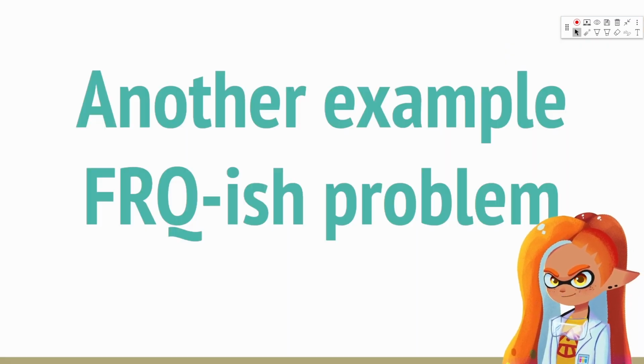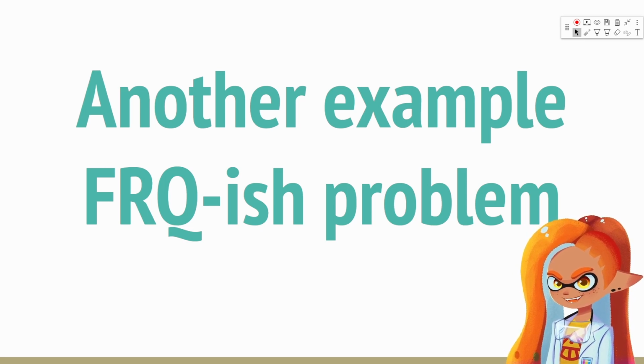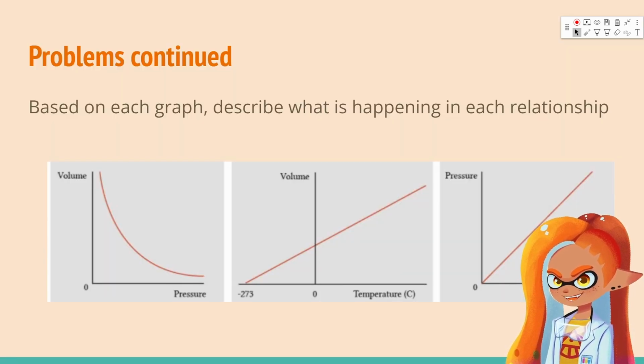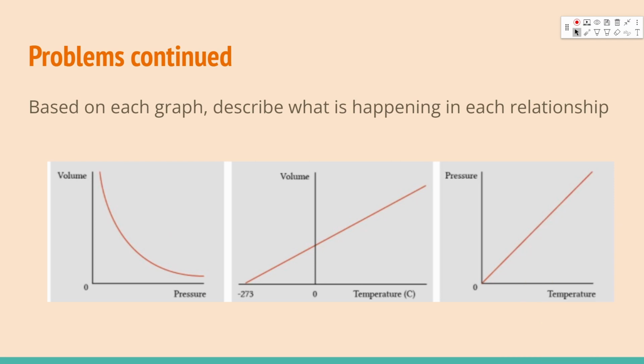Now, we can practice an FRQ-like problem with this information. So here are 3 different graphs. And so you look at the graphs and you notice some information. So pretty much what this FRQ would be like is it wants you to describe what is happening in each graph and what kind of relationship is here. And so you want to go ahead and talk about what's happening, like as something increases, what is happening to the other variable, and then what kind of relationship it is. So go ahead and pause the video and try it out.